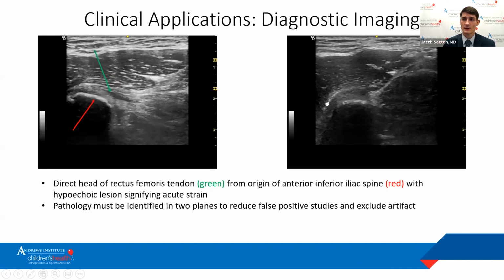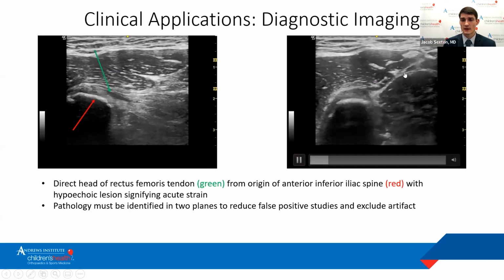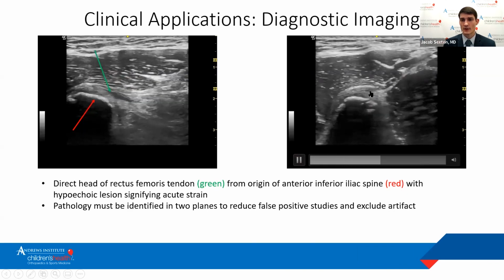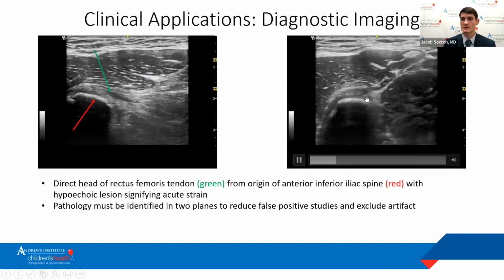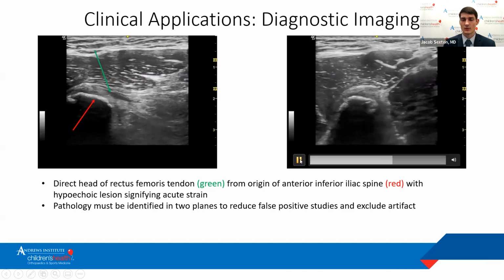And then, as we talked about earlier, whenever you have pathology in one image, you always want to get pathology in 2 images to confirm what you're seeing. And so this is the same exact image, same exact kid. If you look here on this outside, you have this nice hypoechoic area that correlates with the patient's maximum amount of pain. So consistent with a rectus femoris muscular strain.